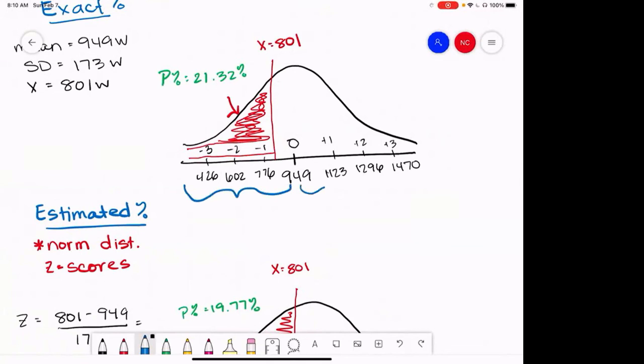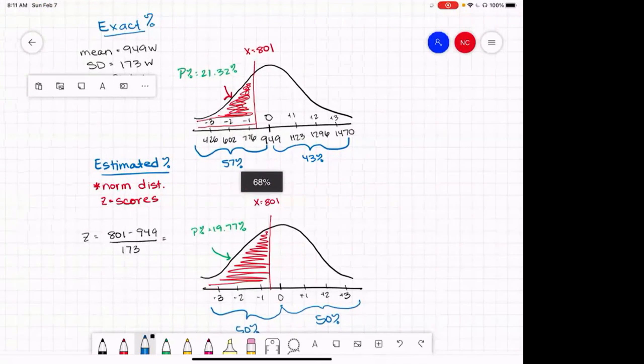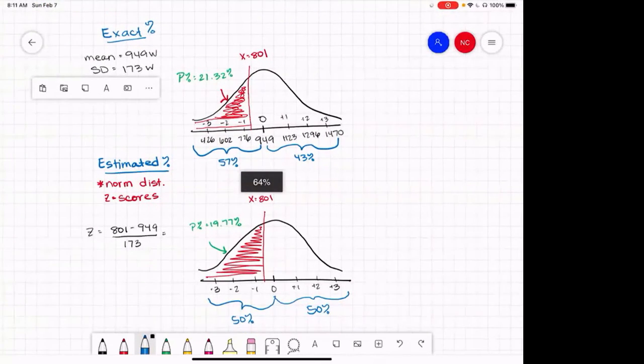And you would have found, if you did that, and you could also have made a bar graph to look at the shape, right? But if you did that, you would have noticed that 57% of all of the data scores are located below the mean, while 43% of the data in this distribution are above the mean, right? So 57 below, 43 above. But when we look at our estimated percentile, right, we are assuming that we have a 50-50 split.